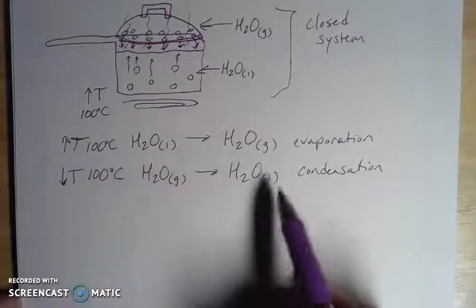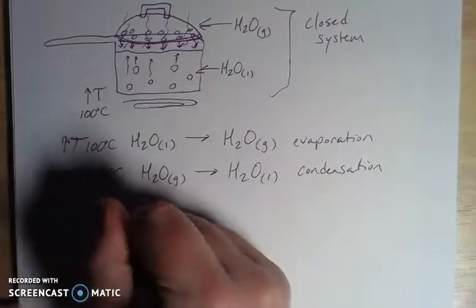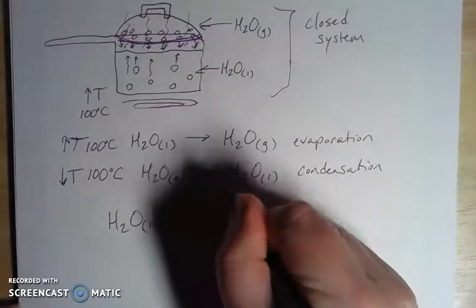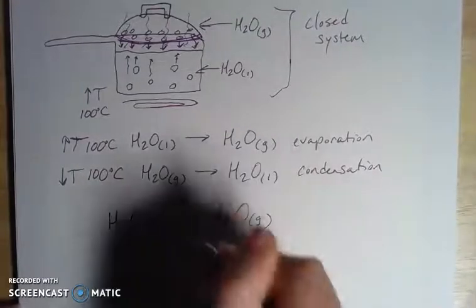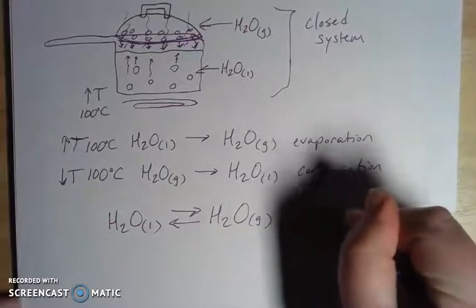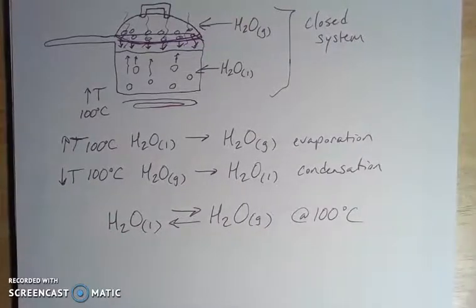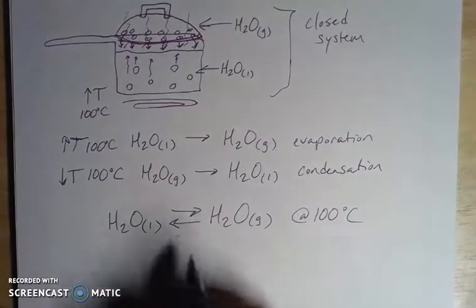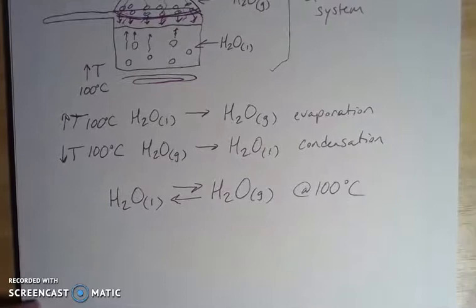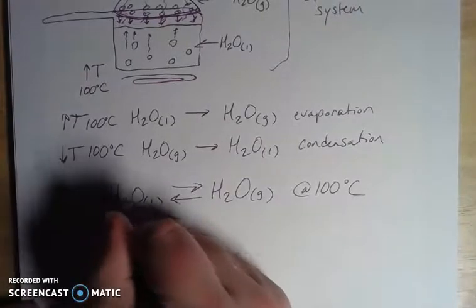And so we can write this all as one step where my arrows are reversible. So I'm going from the liquid to the gas phase, and I'm also going from the gas phase to the liquid phase, and this is occurring at a specific temperature. Now we call this process with these reversible arrows equilibrium, and dynamic equilibrium.